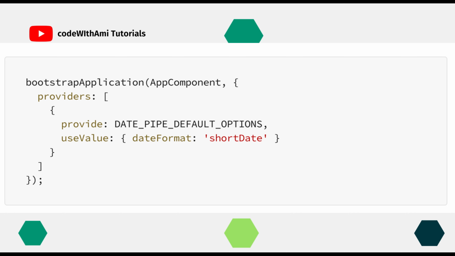Here is an example with the new bootstrap application API for the standalone component. That's how you can add your pipes here. In the provider array, you just have to add the provideDatePipeDefaultOptions here, and the useValue will be the date format, which will be shortDate. The configuration basically will enable short date format for all the places you use date pipe in your application directly from here.